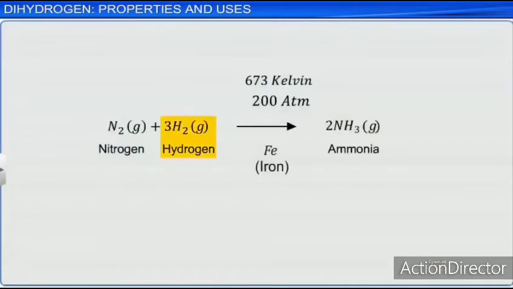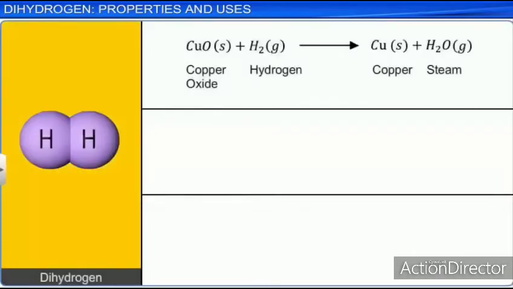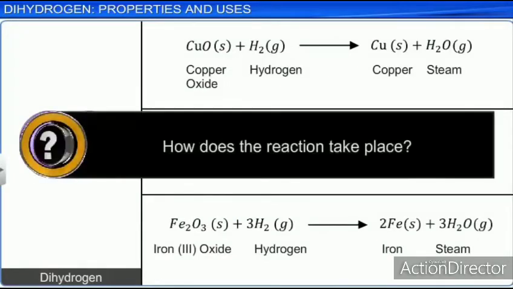Dihydrogen reacts with nitrogen at 673 Kelvin and 200 atmospheric pressure in the presence of iron as a catalyst to form ammonia. Dihydrogen reduces metallic oxides of metals that are less reactive, such as copper oxide, lead oxide, and iron(III) oxide, into their respective metals. How does the reaction take place?